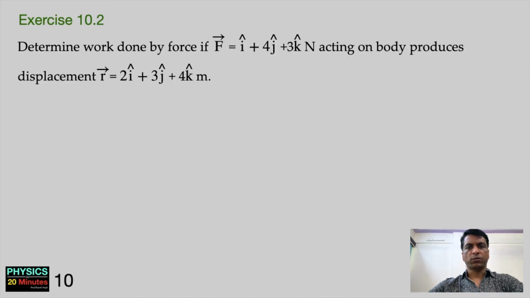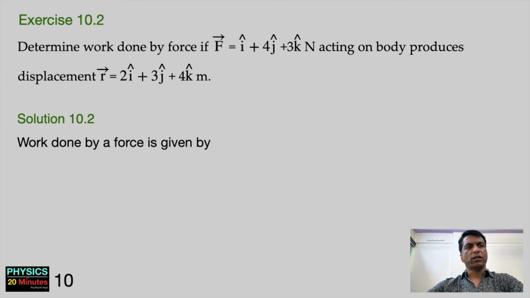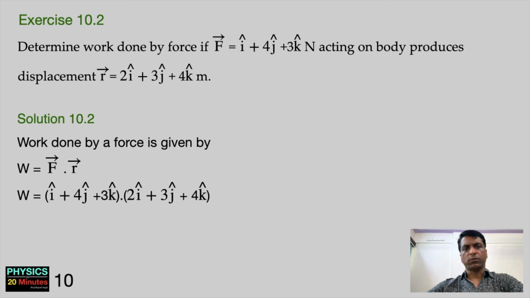Let's take another example to understand the concepts further. Determine the work done by force if F is i cap plus 4j cap plus 3k cap Newton acting on a body produces a displacement of vector r is equal to 2i cap plus 3j cap plus 4k cap meter. Solution to this problem goes as follows. Work done by a force is given by F dot r. Work is a scalar quantity. It is a scalar product of force and displacement. Therefore, I can take the dot product of the two quantities. It will be 1 into 2 plus 4 into 3 plus 3 into 4. That will give you 26 joule, which is the unit of work.